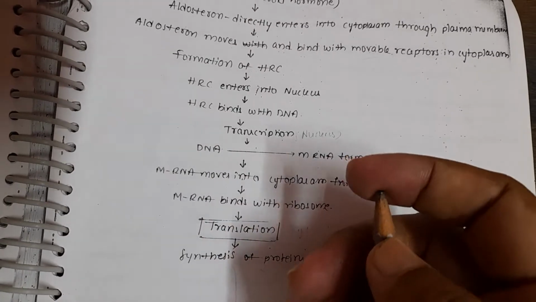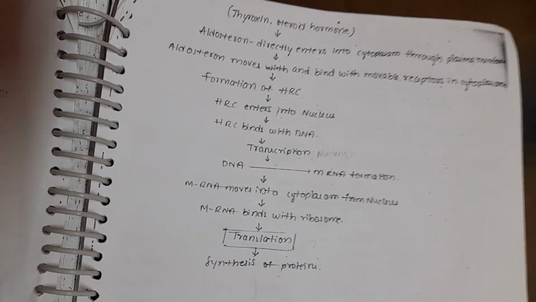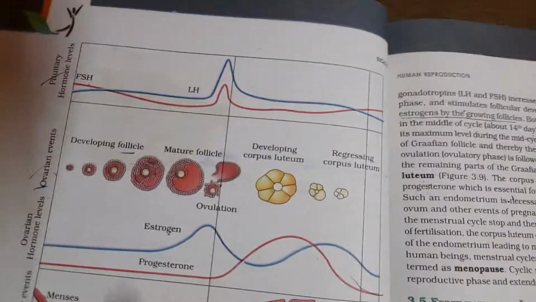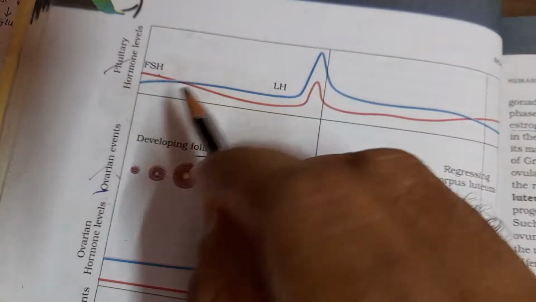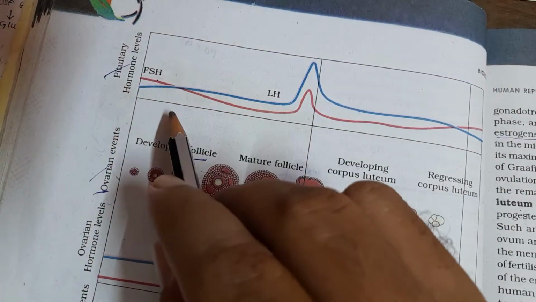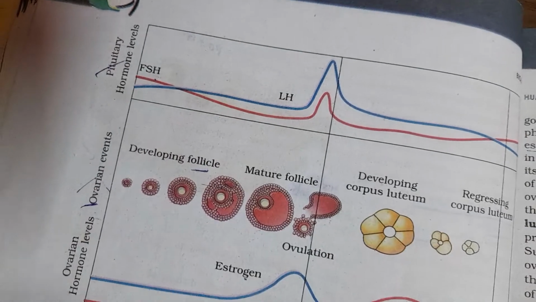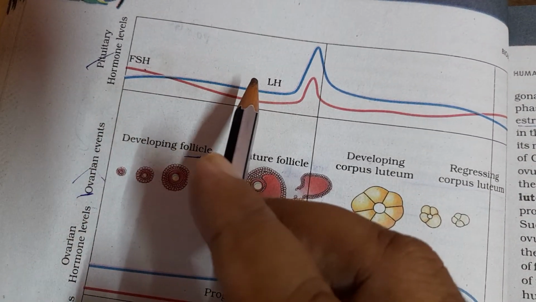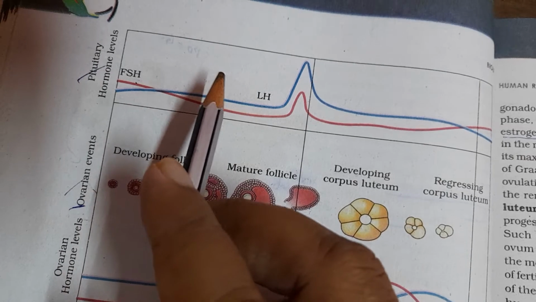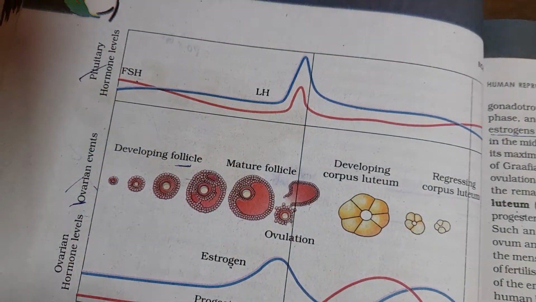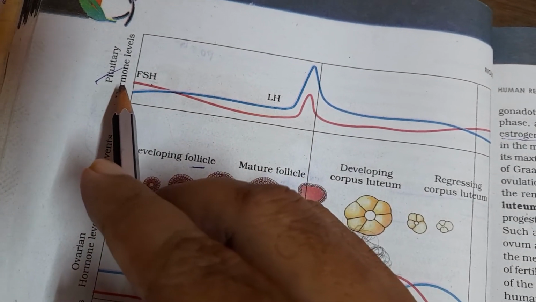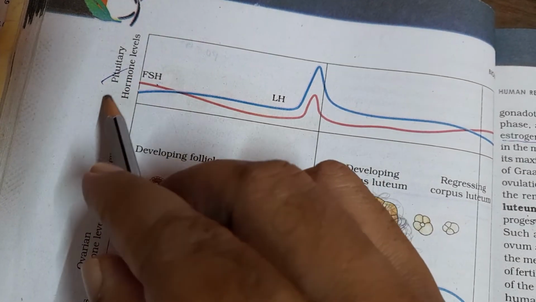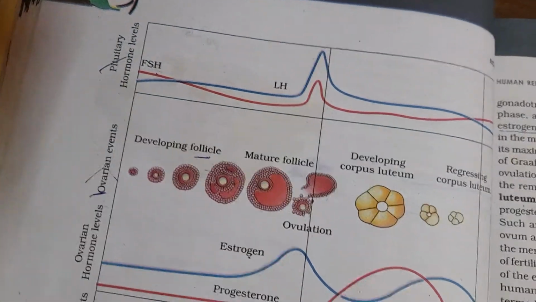Now let us see what is given in our NCERT textbook. Yesterday too I told you about this. Two gonadotropins released by the pituitary gland are FSH and LH, follicle stimulating hormone and luteinizing hormone. In the previous mechanism, the membrane bound hormone mechanism, we learned how FSH acts on the ovary.